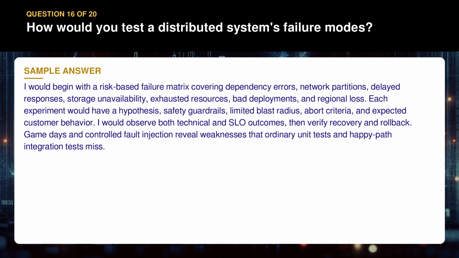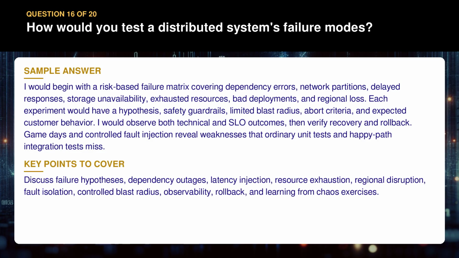Game days and controlled fault injection reveal weaknesses that ordinary unit tests and happy path integration tests miss. Discuss failure hypotheses, dependency outages, latency injection, resource exhaustion, regional disruption, fault isolation, controlled blast radius, observability, rollback, and learning from chaos exercises. Question 17.